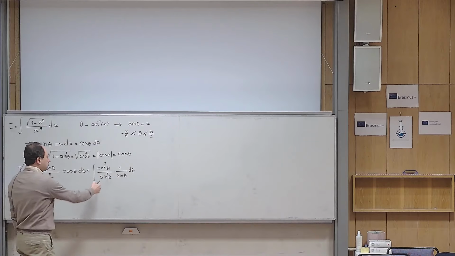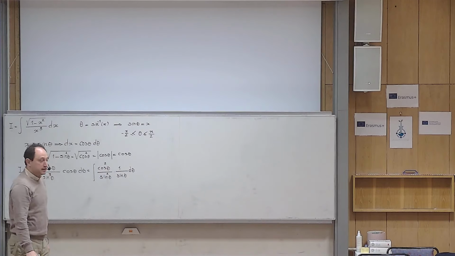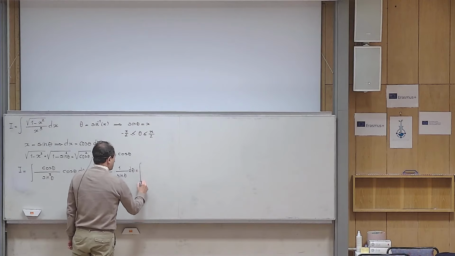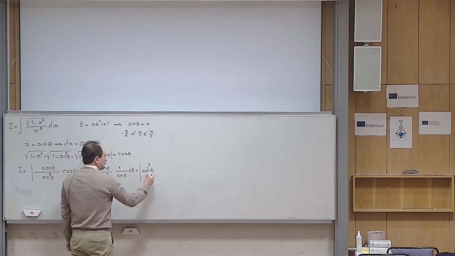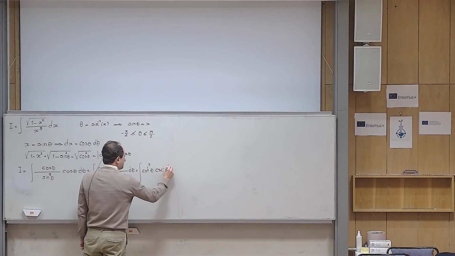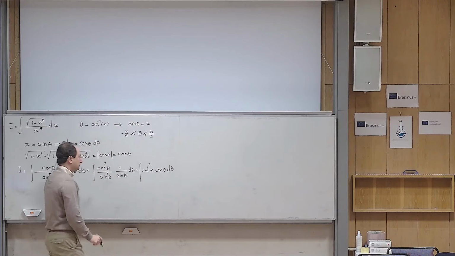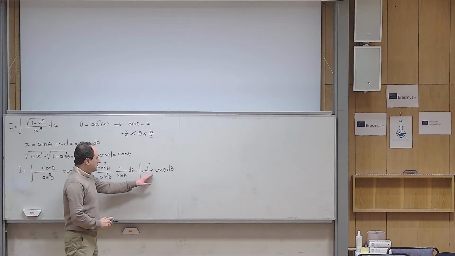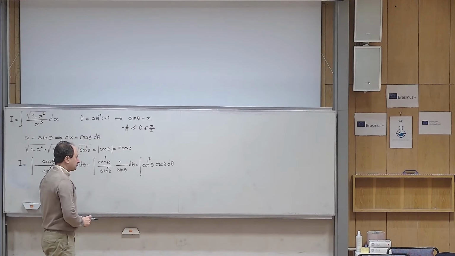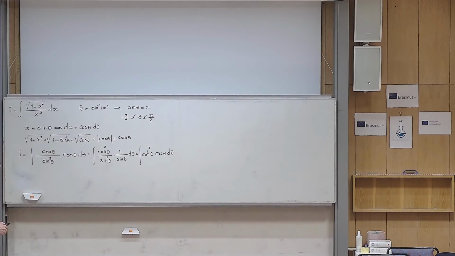And then of course this is nothing except cotangent theta squared, so this becomes integral of cotangent theta squared, and then cosecant theta d theta. And now I have to calculate this integral. So how can I calculate this integral? I want to use the method of integration by parts to calculate this integral.